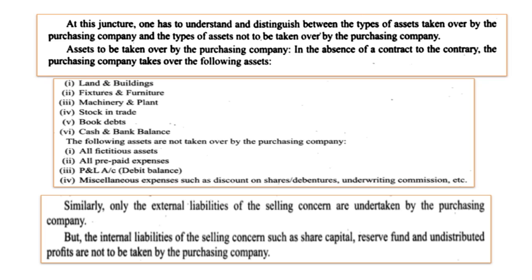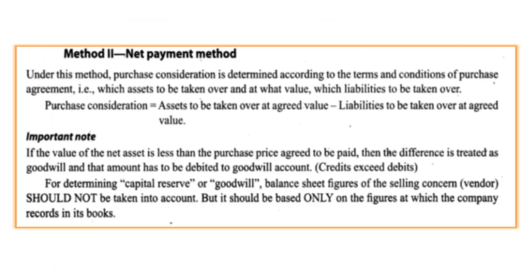Similarly, only the external liabilities of the selling concern are taken by the purchasing company, but the internal liabilities of the selling concern such as share capital, reserve fund and undistributed profit are not to be taken by the purchasing company. Then we go for the second method, net payment method. Under this method, purchase consideration is determined according to the terms and conditions of the purchase agreement, that is, which assets to be taken over and at what value, and which liabilities to be taken over.